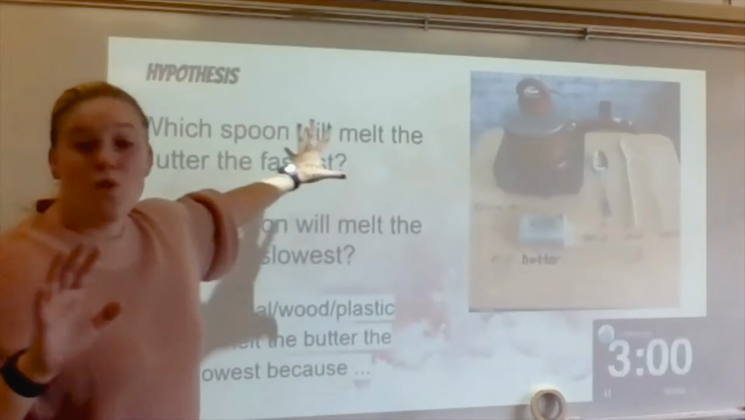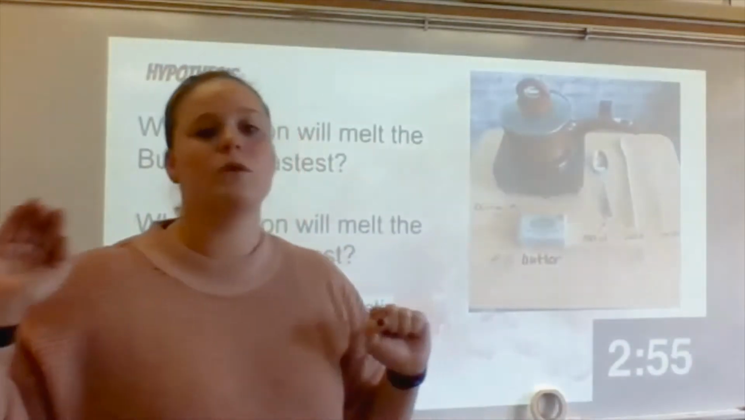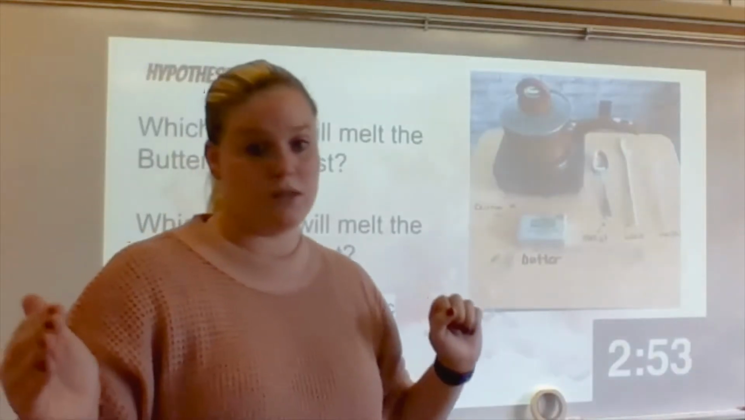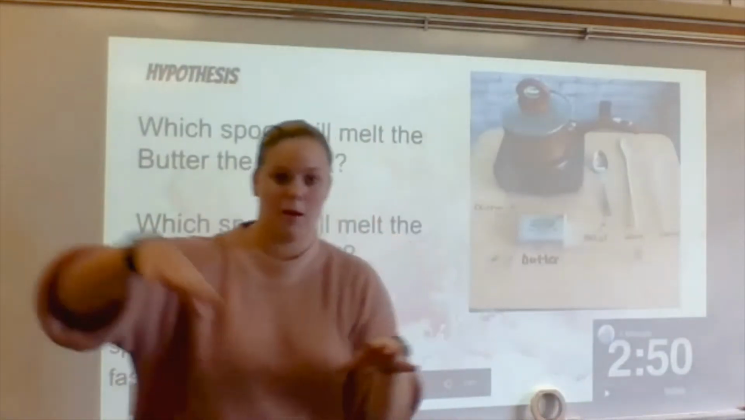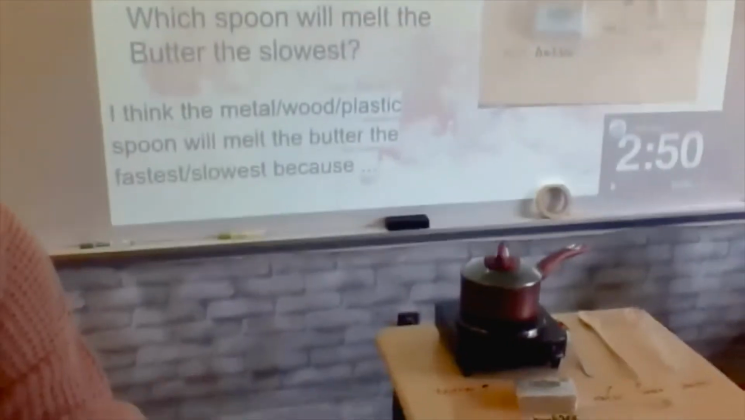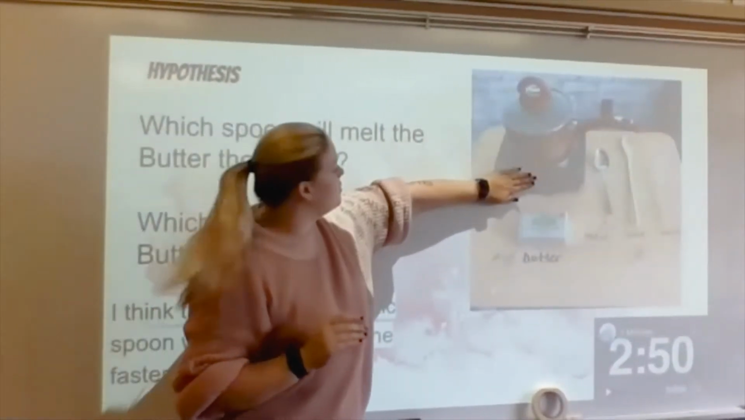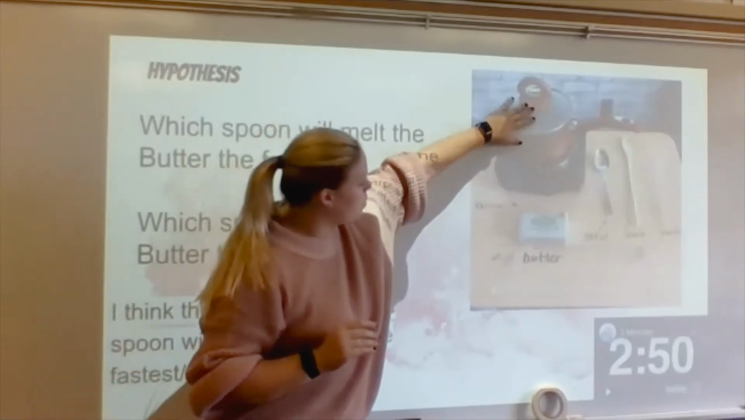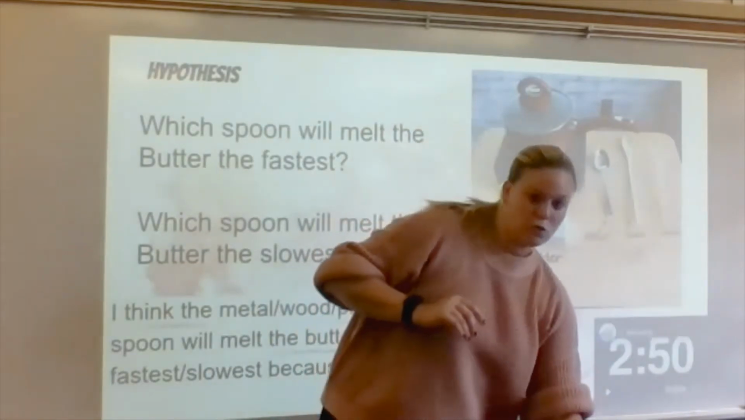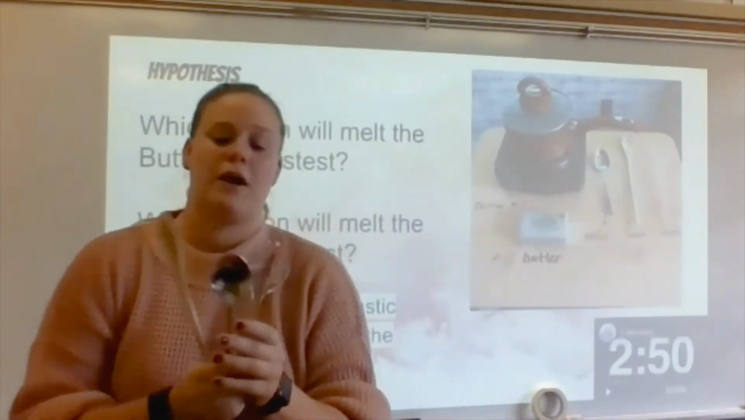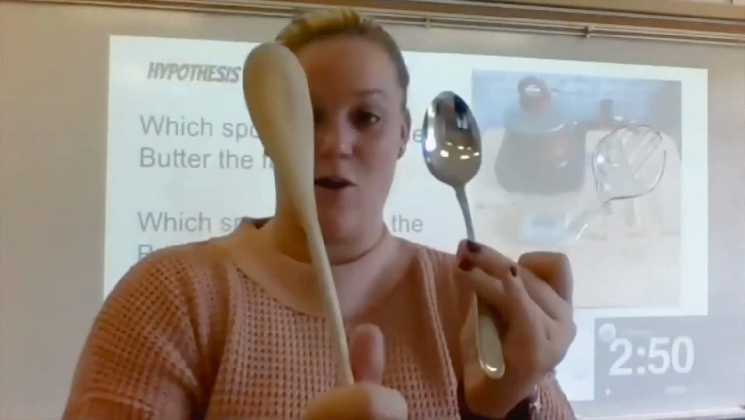Okay, so we are going to be thinking about our hypothesis. And remember, as scientists, they need to make a hypothesis before they start an experiment. So we have our burner down here. I'm going to tilt the camera so you can see down on our desk. Here is our picture. Here is our burner with hot water. We have our butter, metal, wood, and plastic spoons. I'm going to lift those spoons up for you. So we have a metal spoon, a plastic spoon, and a wooden spoon.